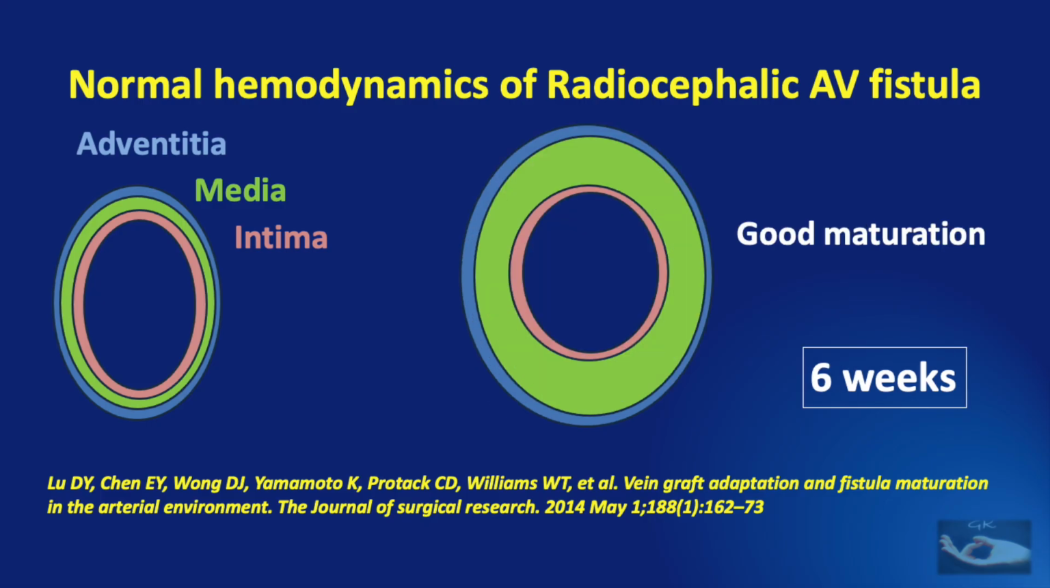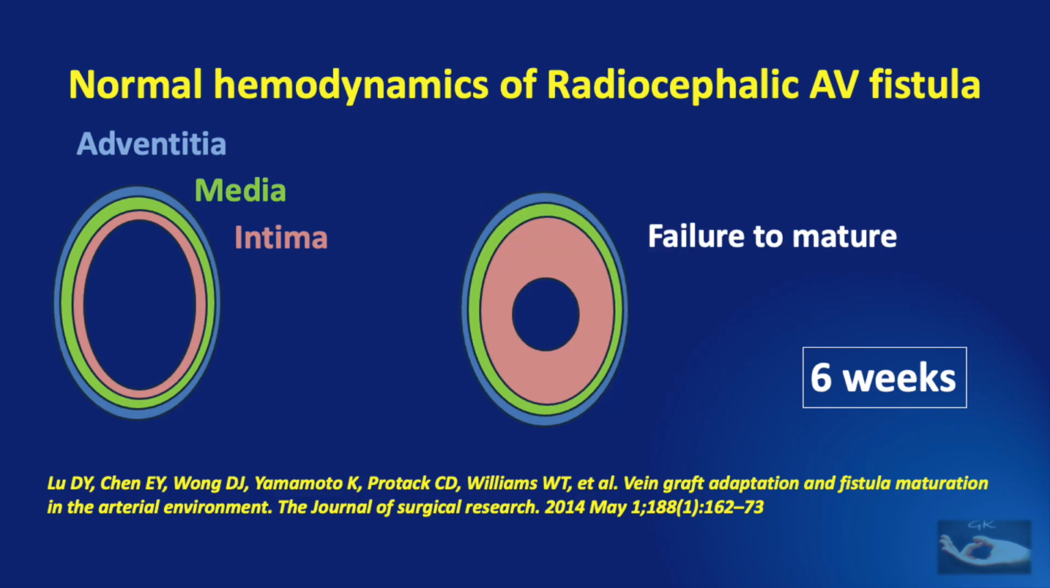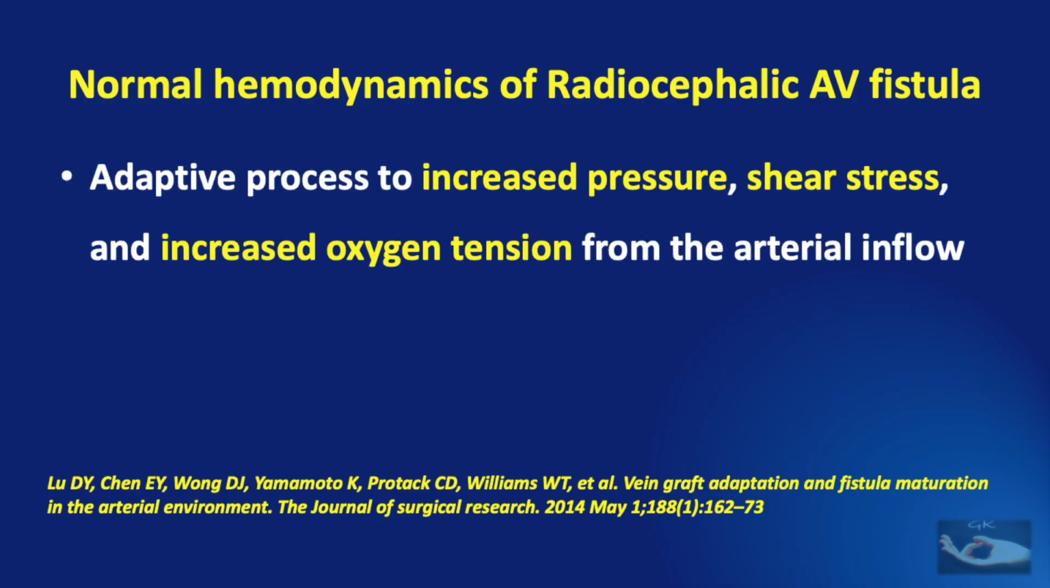At the end of 6 weeks, if the fistula is still working, it indicates good maturation, and the thickening will be mainly in the media and the increase in size would be outward dilatation. Whereas if the thickening is in the intima, resulting in narrowing of the lumen, it is called failure to mature. The normal adaptive process, that is, increase in thickness of the media, occurs in response to increased pressure, shear stress, and increased oxygen tension from the arterial inflow into the vein. In other words, the hemodynamics.